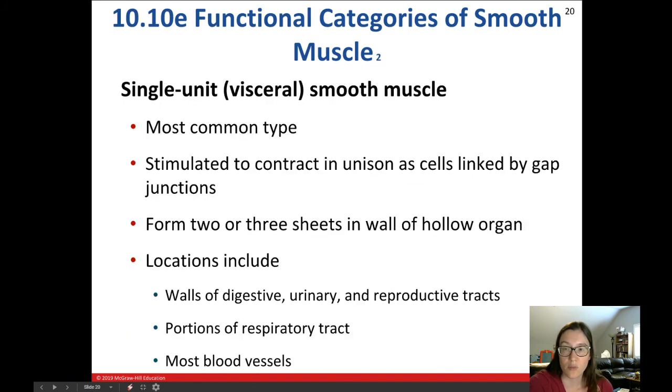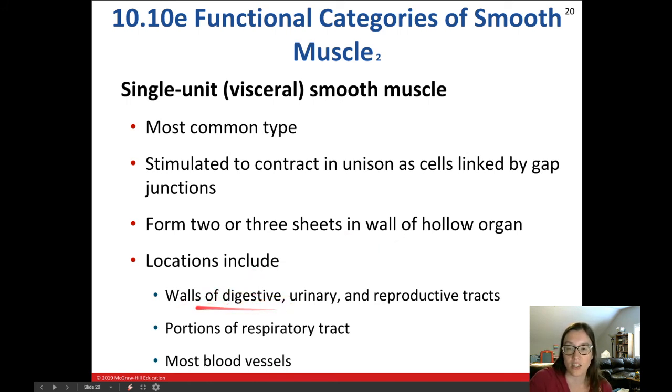Single unit or visceral smooth muscle is the most common type, and this is a little different. In these cases, these areas of smooth muscle are all connected by gap junctions, and that means that we have little tiny holes in between each cell that allow ions to move from one cell to the next. As the ions move from one cell to the next, the action potential can just immediately move from one cell to the next. And so all of these cells can contract in unison because they're linked by these gap junctions. Usually they'll form two or three sheets in the walls of a hollow organ, and we'll talk a lot more about this in 169.